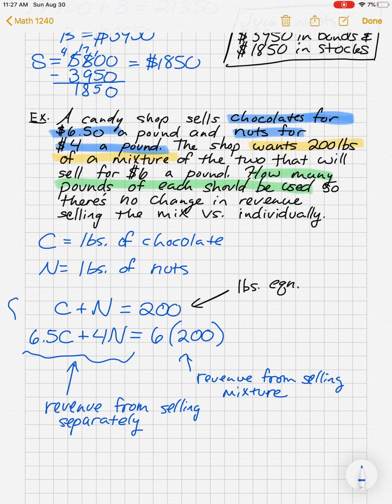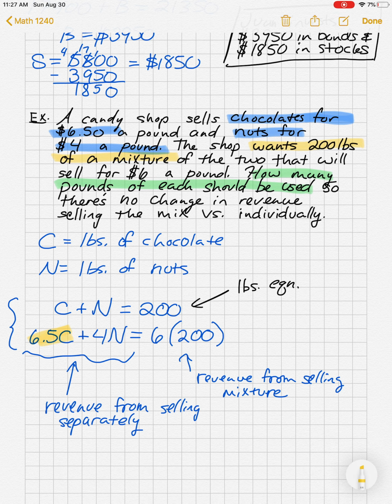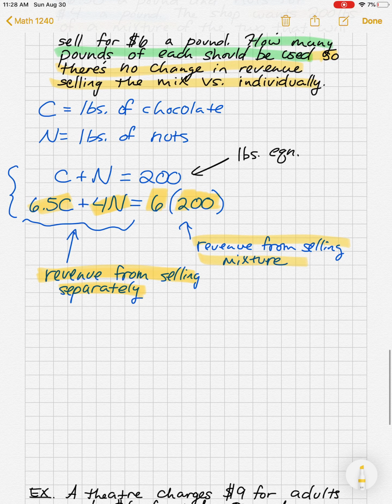So those are my two equations. That bottom equation, again, it says $6.50 a pound for the chocolates, $4 a pound for the nuts. That'd be the revenue if I was going to sell those two things individually. From the mixture, it's $6 a pound for 200 pounds of that mixture. That's that revenue I'm going to generate from selling the mixture. And so it says that there's no change in revenue selling the mixture versus selling the two individually. So I know those two things have to be equal. Okay, so there's my system.